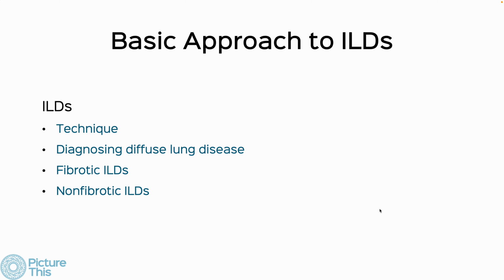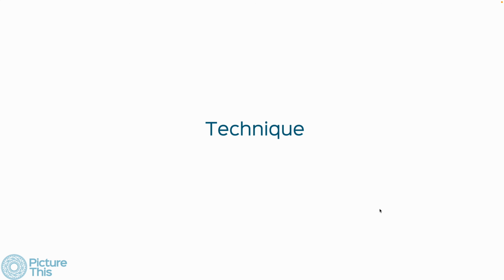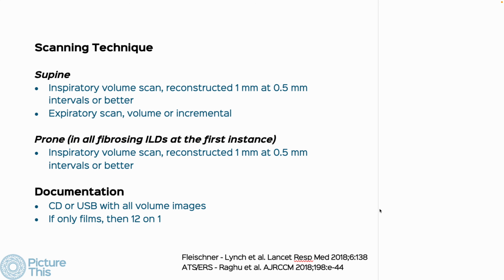Now, when we look at ILDs and we want to understand a basic approach, then these 4 points will help us do that. And the first and most important is making sure we understand the correct technique. And while we've had multiple new guidelines, this doesn't change. We need a volume inspiratory scan, minimum 1 millimeter slice thickness, thinner is fine, at 0.5 millimeter intervals.